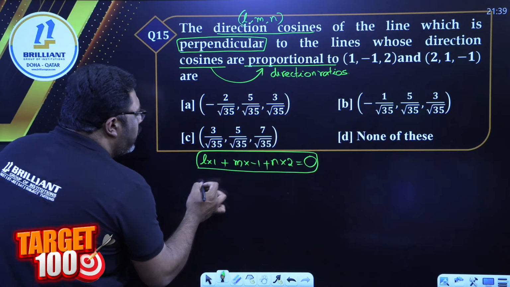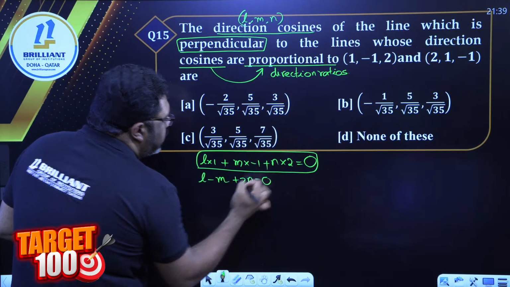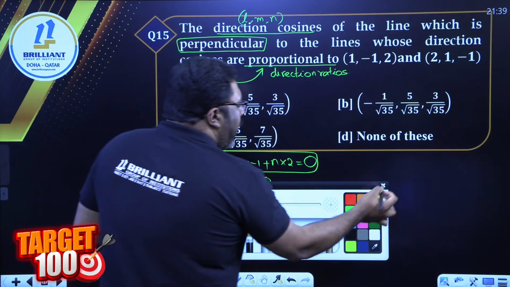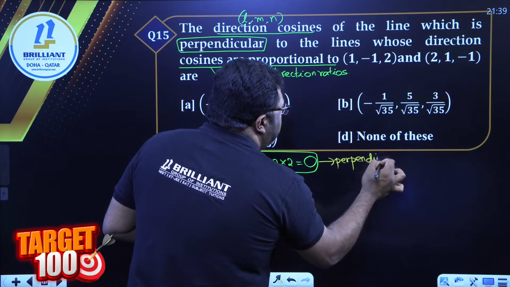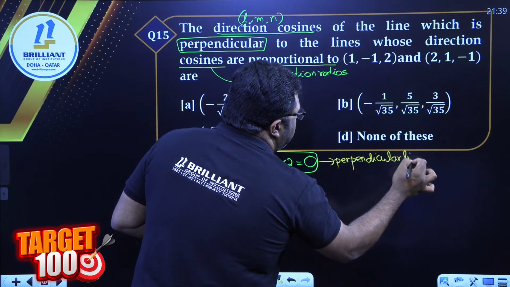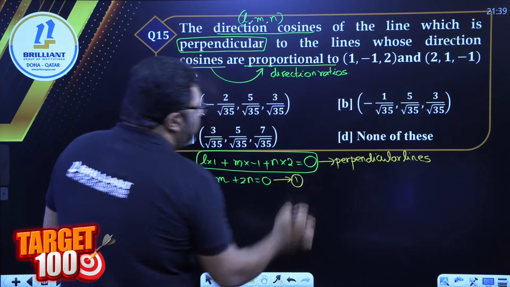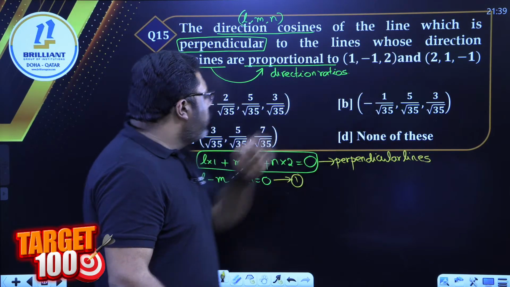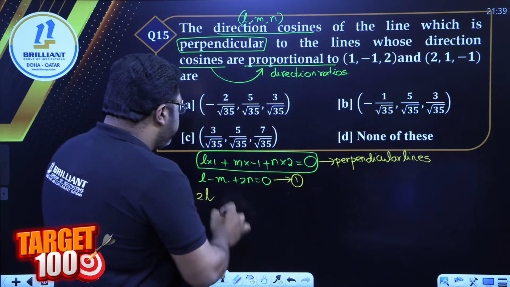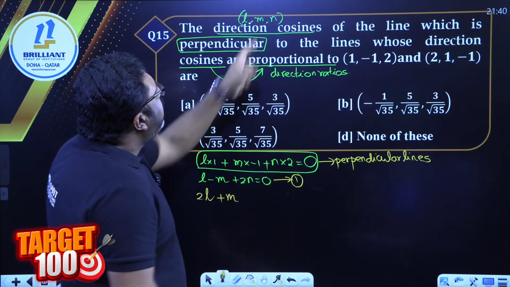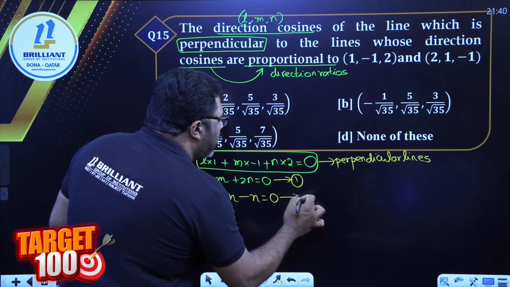So what's the first equation? L minus M plus 2n equal to 0. The first equation is ready, and the reason for this is perpendicular lines. Now the second equation. Multiply L with 2, so you have 2L. M with 1, you have 1M. And N with -1, you have -n equal to 0, equation number 2.